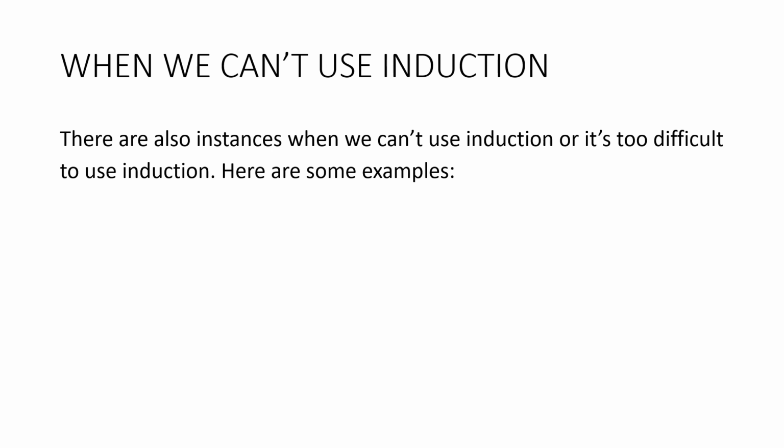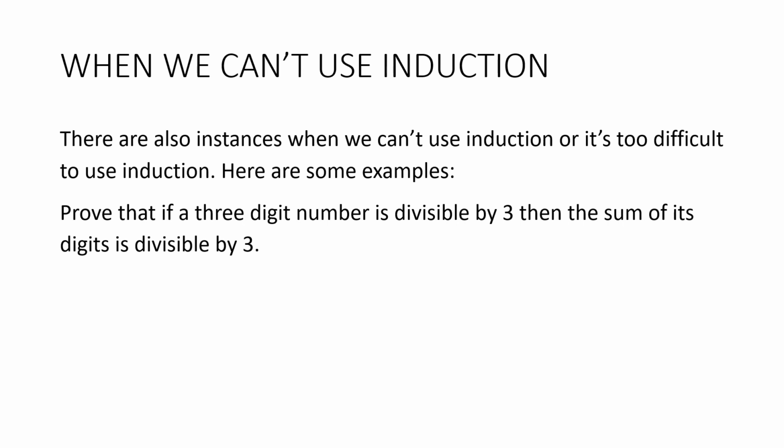There are also instances where we can't use induction or when it's too difficult to use it. Here's some examples. Prove that if a 3-digit number is divisible by 3, then the sum of its digits is divisible by 3. So this one doesn't really fit the induction method. We'd have to assume that it's true for a particular 3-digit number, an arbitrary number, and then prove it true for that number plus 3, because that would be the next number that would be divisible by 3. And there's a much easier way to do this particular proof.